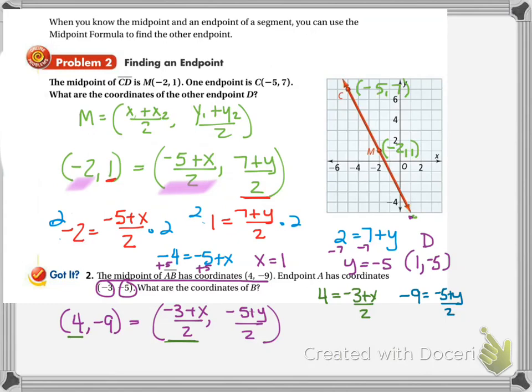So again, we're going to multiply by 2 to get rid of the fraction there. So I'd get 8 equals negative 3 plus x. And 2 times negative 9 is negative 18 equals negative 5 plus y.